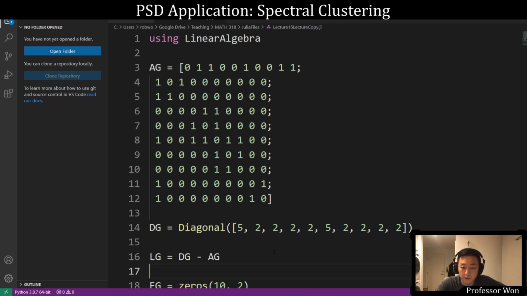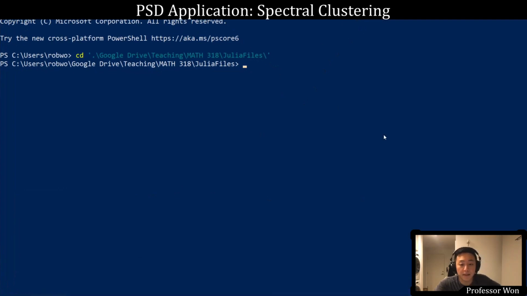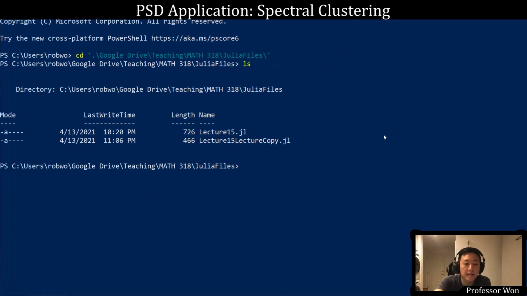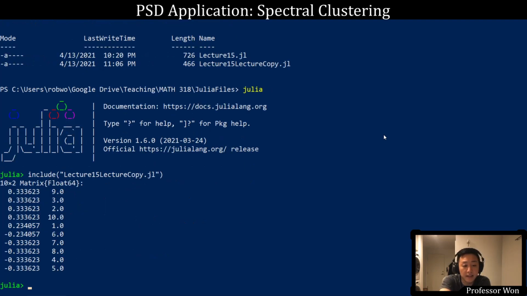Okay, so what I can do is switch over to my command prompt, and I'm currently in the folder that has this Julia file. So let's run Julia. And what you can do is include the file that you want and hit enter. It outputs something because I have something later on in the file. But let's just take a look.